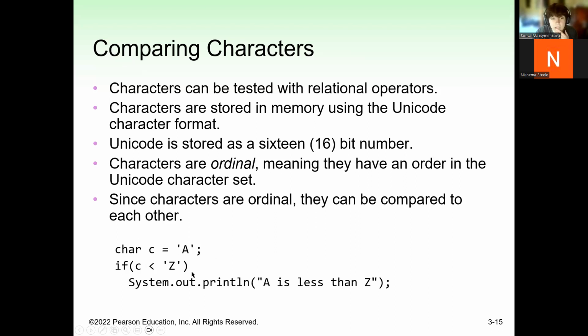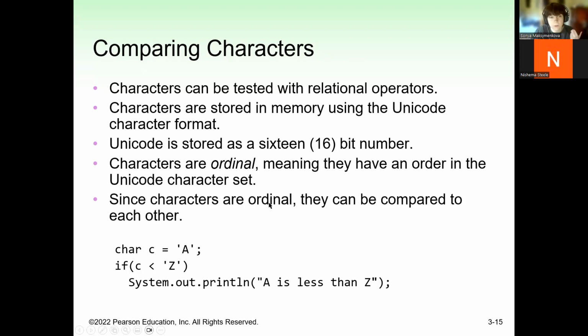You can compare characters. I don't know if you watched the videos yet, but there's a video about characters, and char is a data type that stands for character. In this case, we're assigning char C to capital A, and then we're checking if C is less than Z, then we print "A is less than Z." This is very confusing, and I'm not sure why it has to be that confusing in the book, but basically it tests if A comes before Z in the Unicode system.